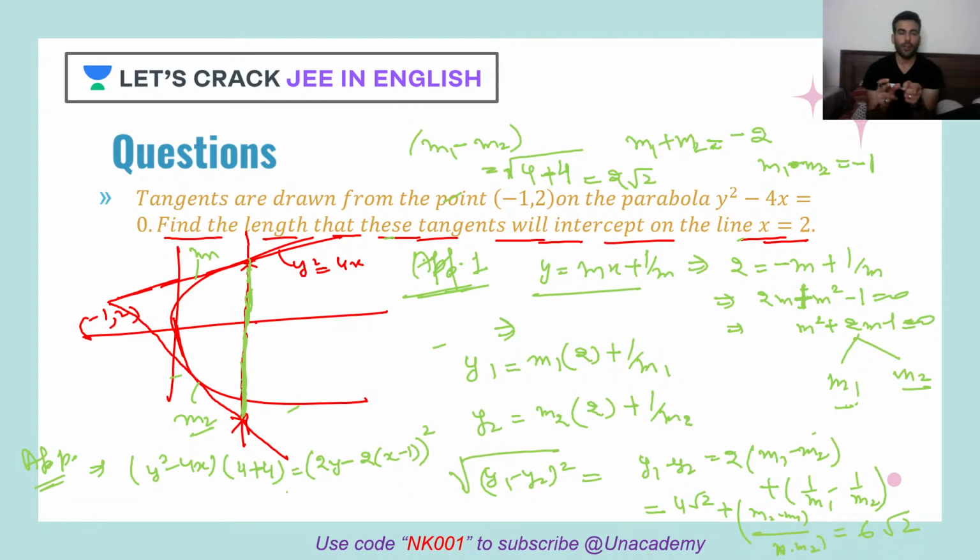Clear? Now this pair of tangents is intersecting with the x is equal to 2 line. So fine, directly put x is equal to 2 and get the quadratic equation. So this will be what? Y square minus x is equal to 2. So 8 into 8 is equal to what? 2y minus 2, because x will be what? 2 here. So I'll get 1, and this is what? Whole square. Correct.